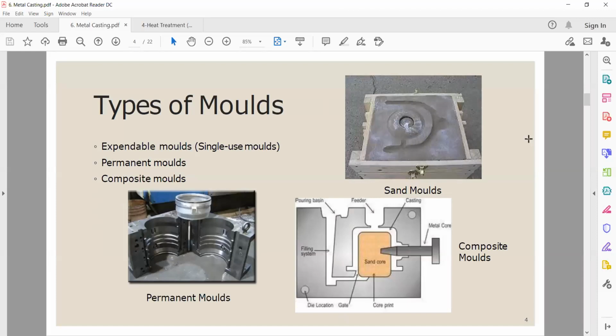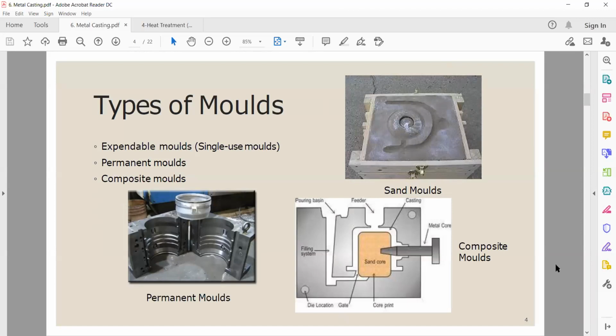Okay, definitely you should have the molds for your casting product. So there are mainly two types of molds available. One is expandable mold, other one is permanent mold, right? What do you mean by expandable mold?